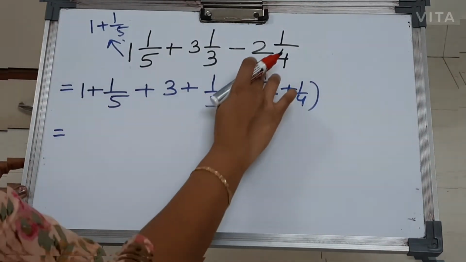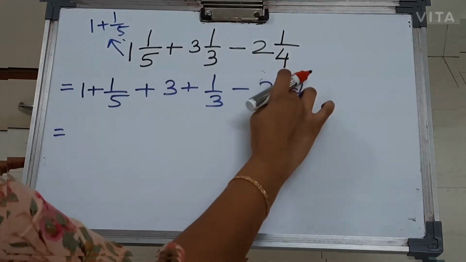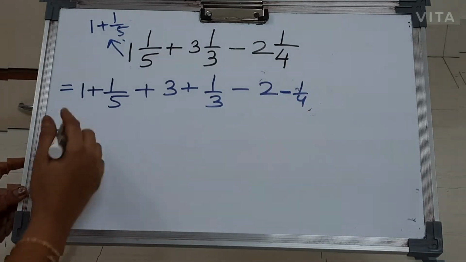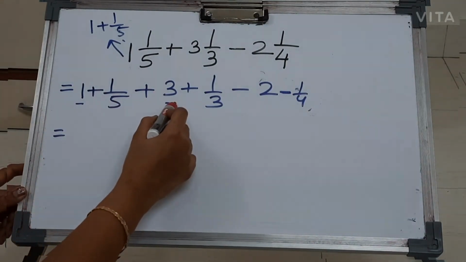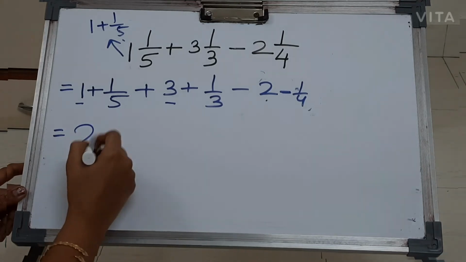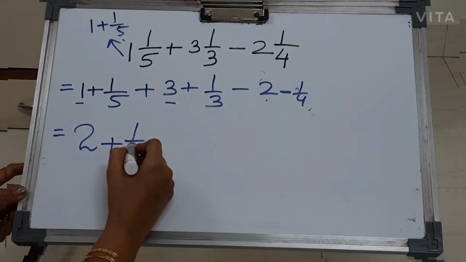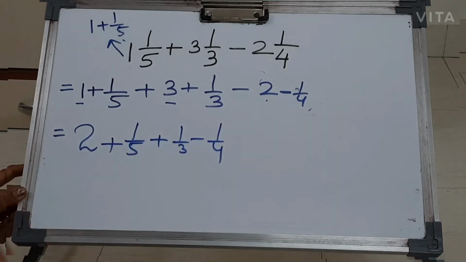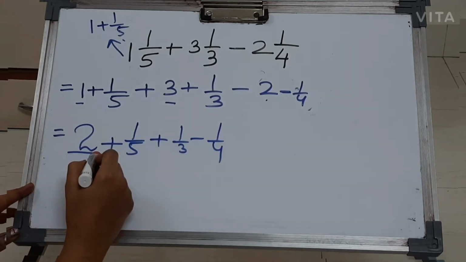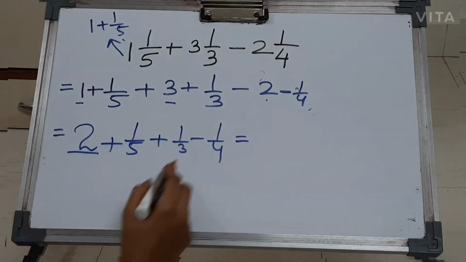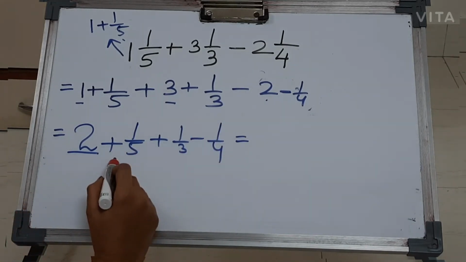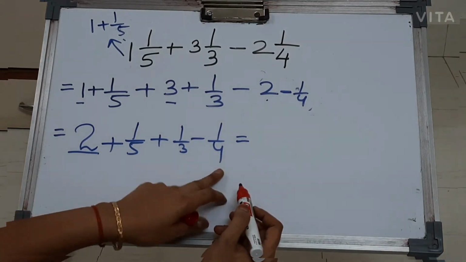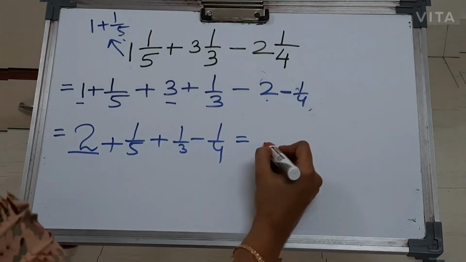When we remove this bracket here, then again this sign will convert to 2 minus 1 by 4. Now 1 plus 3 is 4. 4 minus 2 is 2. Plus 1 by 5 plus 1 by 3 minus 1 by 4. Now this whole number we will keep like this. Now what we have to do here, the same step, we have to take the LCM and make the denominator the same. So what will be the LCM for 5, 3 and 4? When we calculate, LCM will be 60.